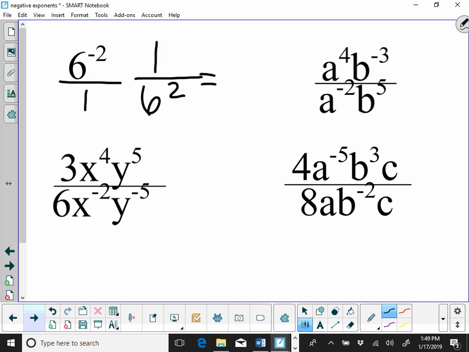And do y'all know what 6 squared is? So our answer there will be 1 over 36. It is not negative 36. It is 1 over 36.